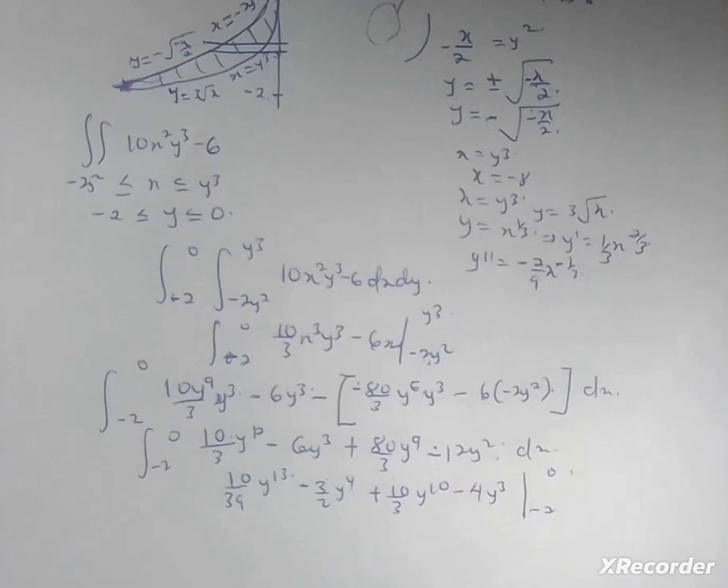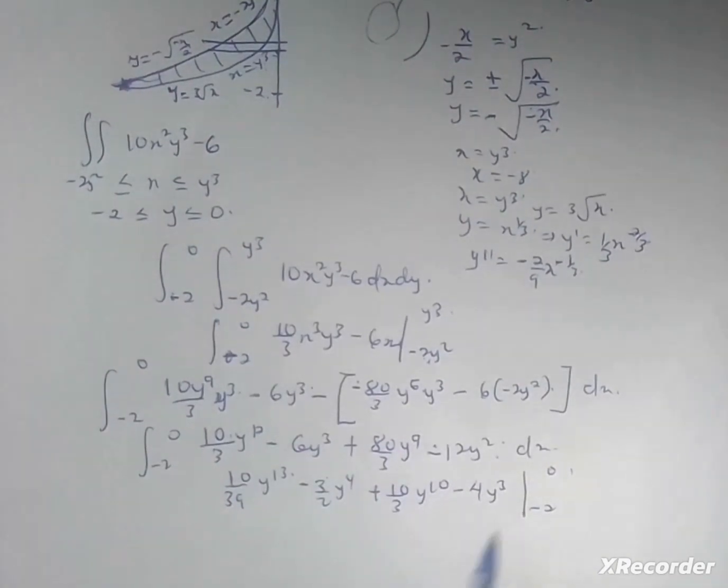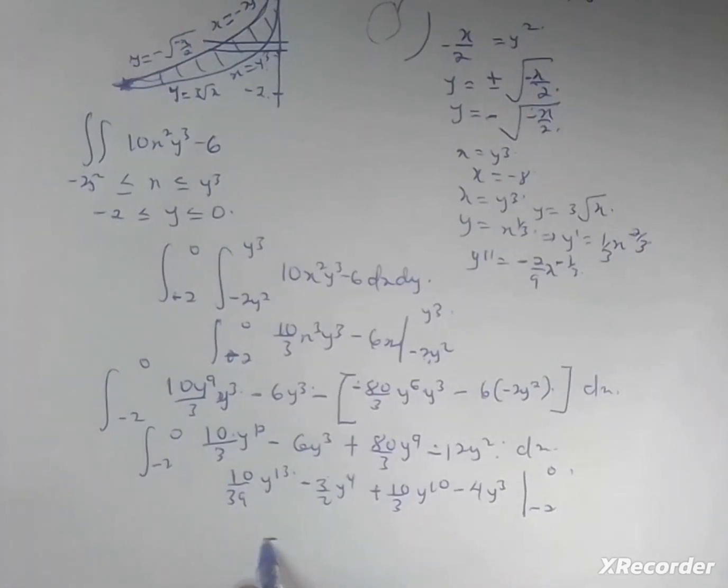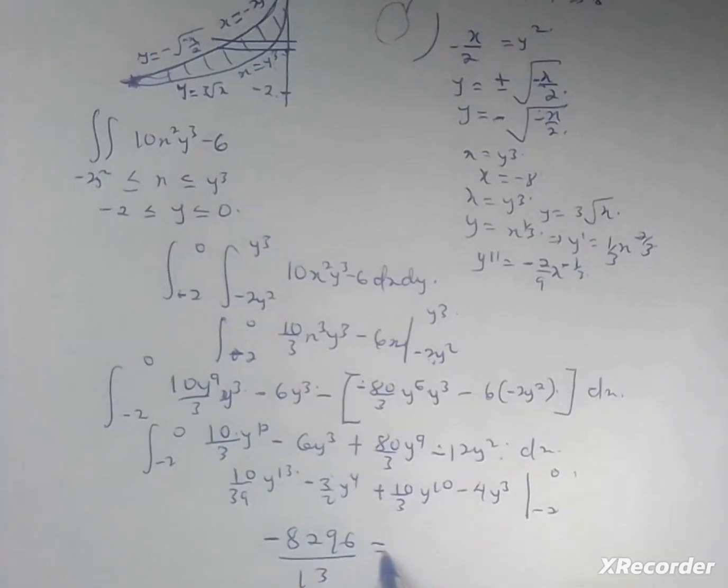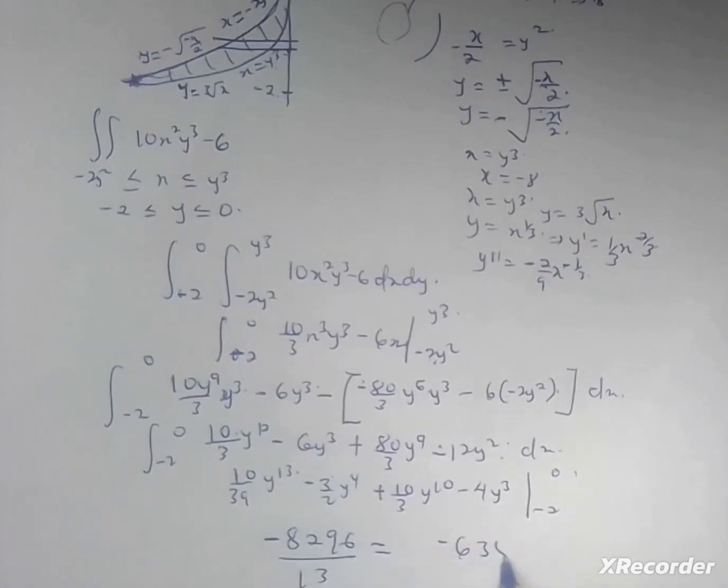You realize that when I put my upper point 0 in, everything will be 0. So what I'm going to do is, you fix negative 2. And upon fixing, you are going to end up getting negative 8296 over 13. It's giving us next 638.15. This is the end of the video.